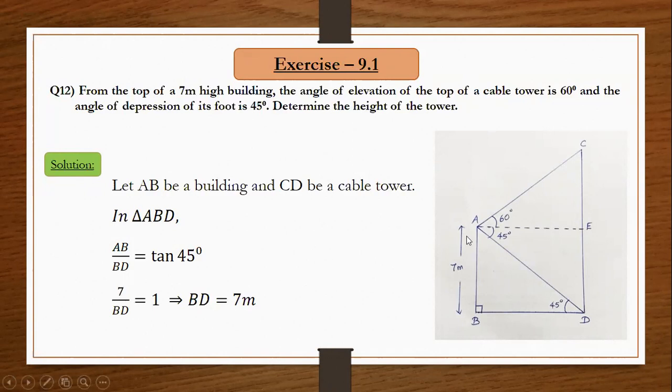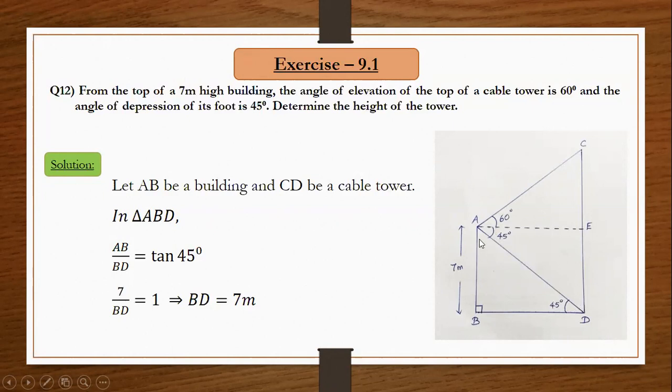So we have AB to be the building which is 7 meters high and CD to be a cable tower. From the point A, from the top of this building, the angle of elevation of the top of the cable tower, which is C, is 60 degrees, as we are looking up. And then the foot of the cable tower, that is the point D, we are looking down. So the angle of depression is 45 degrees. We have to determine the height of the tower, that is CD.